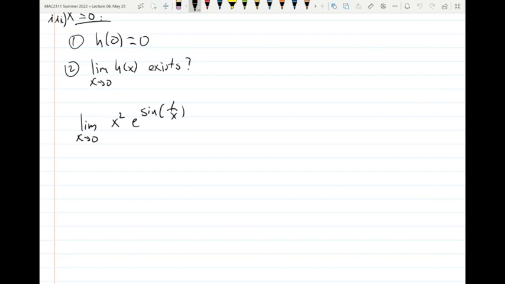The point is that here, this piece does not exist. So you cannot use the rule that the limit of the product is the product of the limits. Because if you could use it, then this is 0 times whatever, and that would be 0. But we cannot use that rule because this part doesn't exist. So how do we know what happens here?